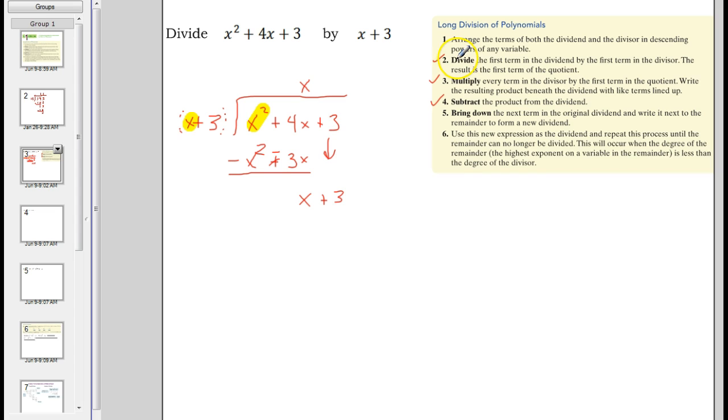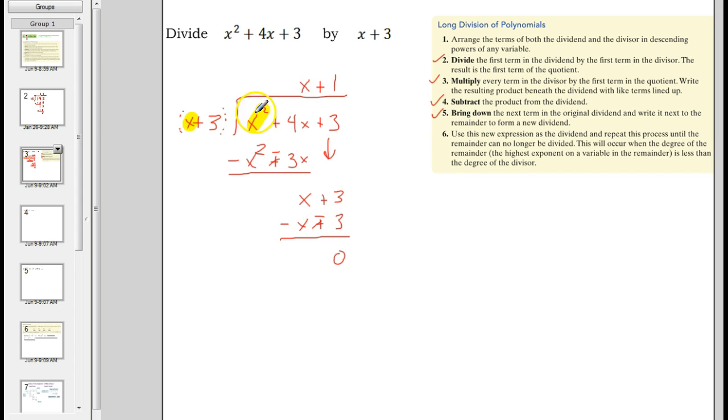Go back, and now divide this thing. So x goes into x one time, or what do I multiply x by to get this x? I multiply by 1. So positive 1 times x plus 3 is x plus 3. Right, and then subtract, change your signs. Right, and then I get a 0. There's nothing left to bring down. I can't divide anymore. So there's my answer. Okay, I get a remainder of 0, so there's my answer.